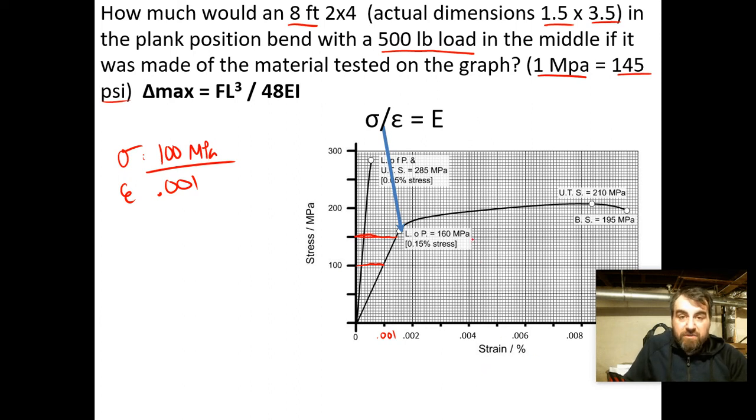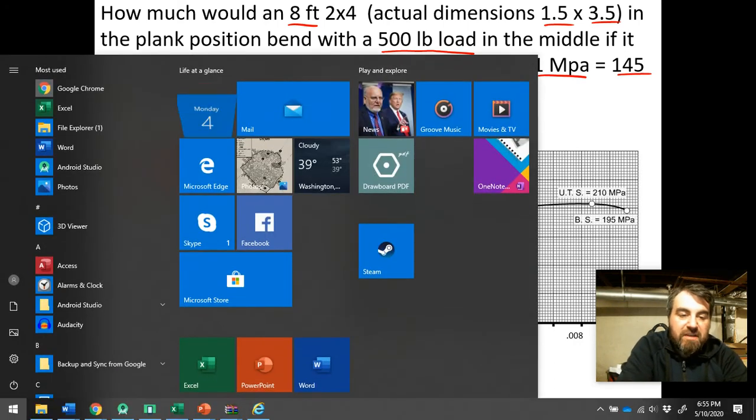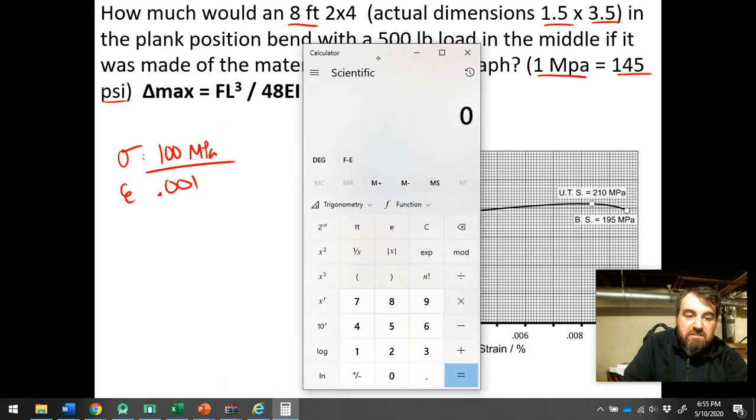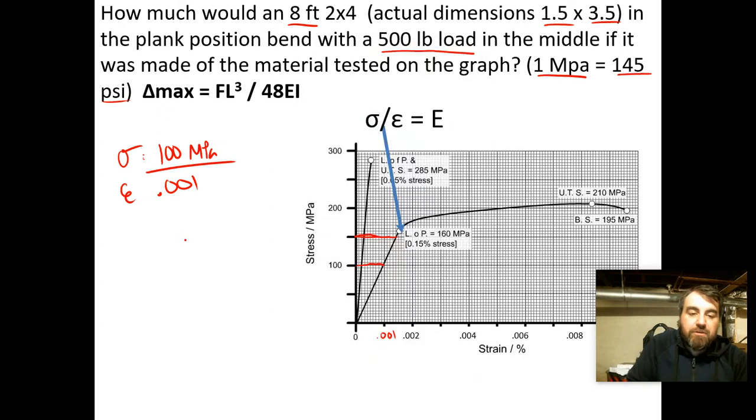You notice strain doesn't have a unit, because we're dividing millimeters or centimeters or whatever by centimeters. So the unit just disappears, or rather gets canceled. So to figure out the Young's modulus of elasticity, we take the stress, which is 100 megapascals, divided by the strain, which is 0.001. So we're going to take 100 divided by 0.001, and that gives us 100,000 megapascals. Okay, that would be our E, our Young's modulus.